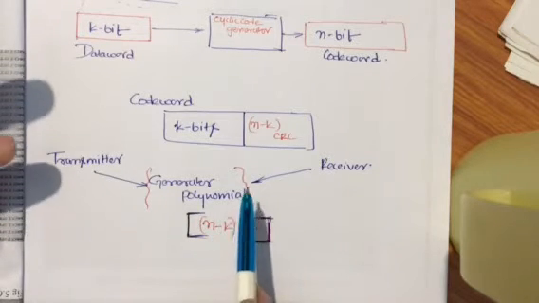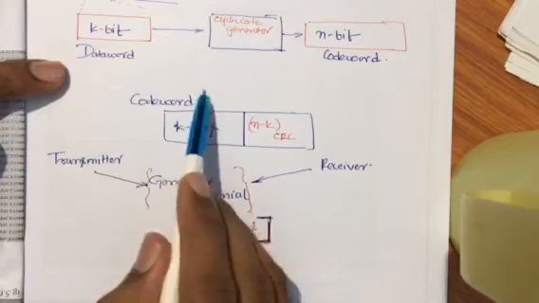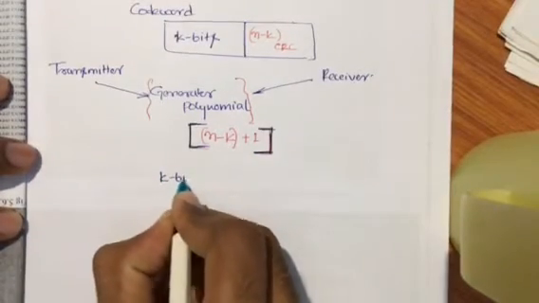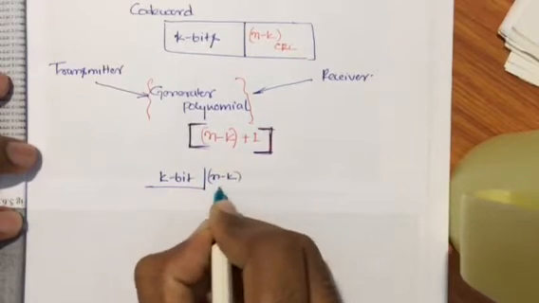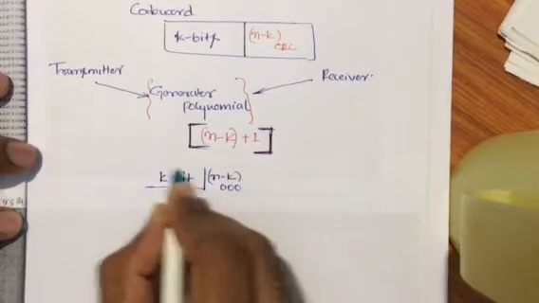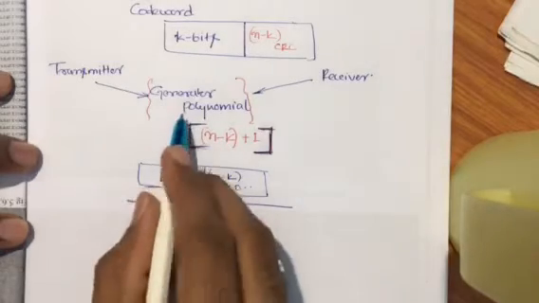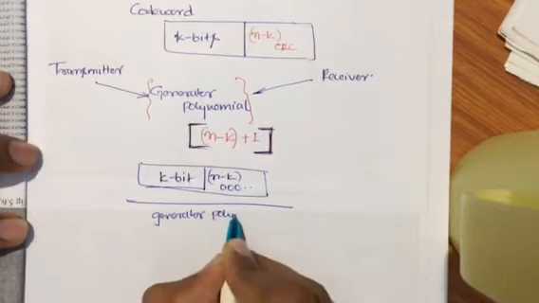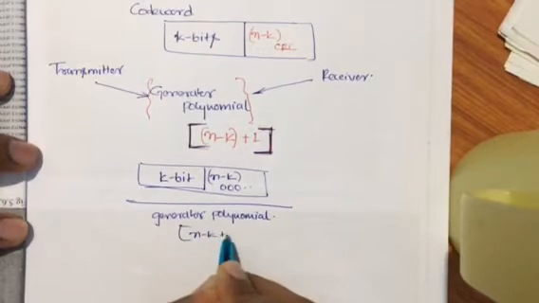wherein I am going to divide my data word by appending the k bits of data with n minus k bits of zeros. That is, I'll be taking k bits of data and appending n minus k bits of zeros, and this whole will be my set of data, and I'm going to divide it with a generator polynomial, which is of size n minus k plus 1 bits.